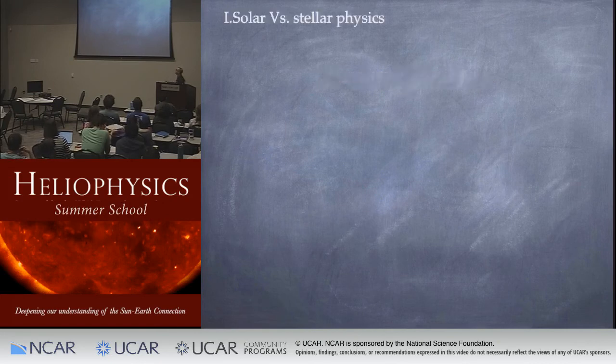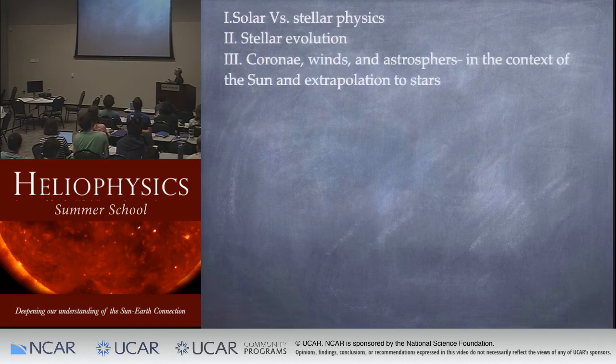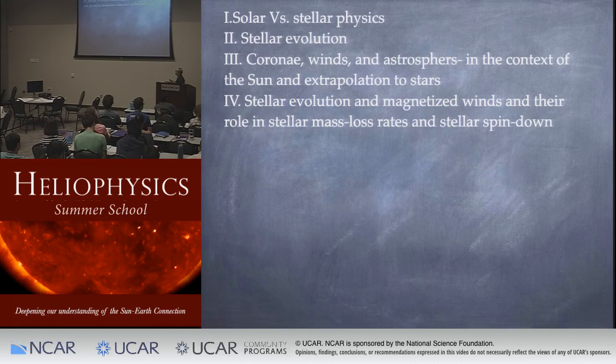We talked about solar versus stellar physics, in particular in the context of the available observations. We talked about stellar evolution. And we talked about how coronae, winds and astrospheres can potentially change with the range of parameters that we have across the different spectral types. And we focused on solar analog slow rotating stars with hot corona. And we also talked about how winds across the different spectral types can affect the stellar evolution in the context of magnetized winds and their effect on stellar mass loss rates and spin down rates.